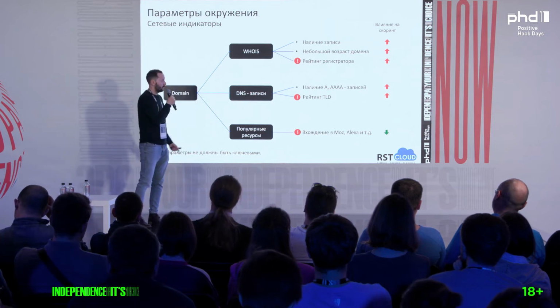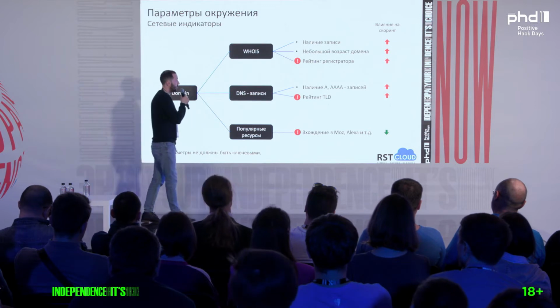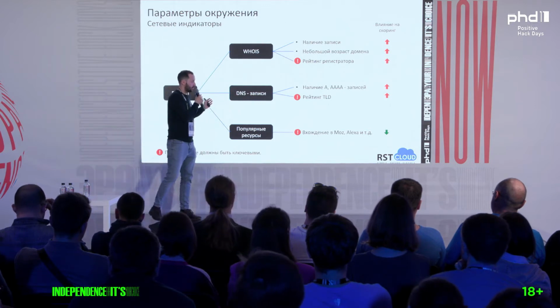Next, we can look at DNS entries. If there is an entry, it must be a live one. TLD rating can also be extracted, but again, do not rely too much on this parameter.